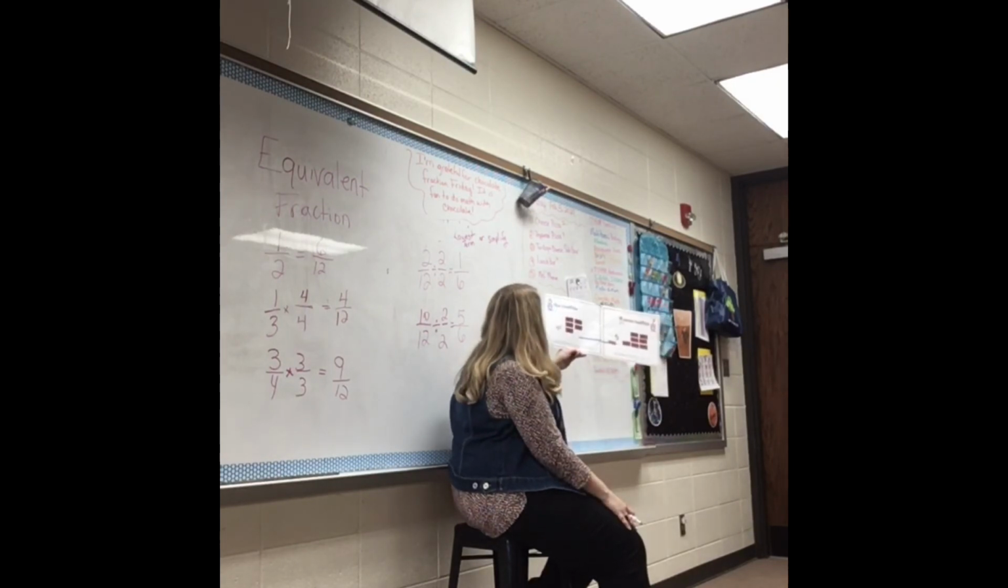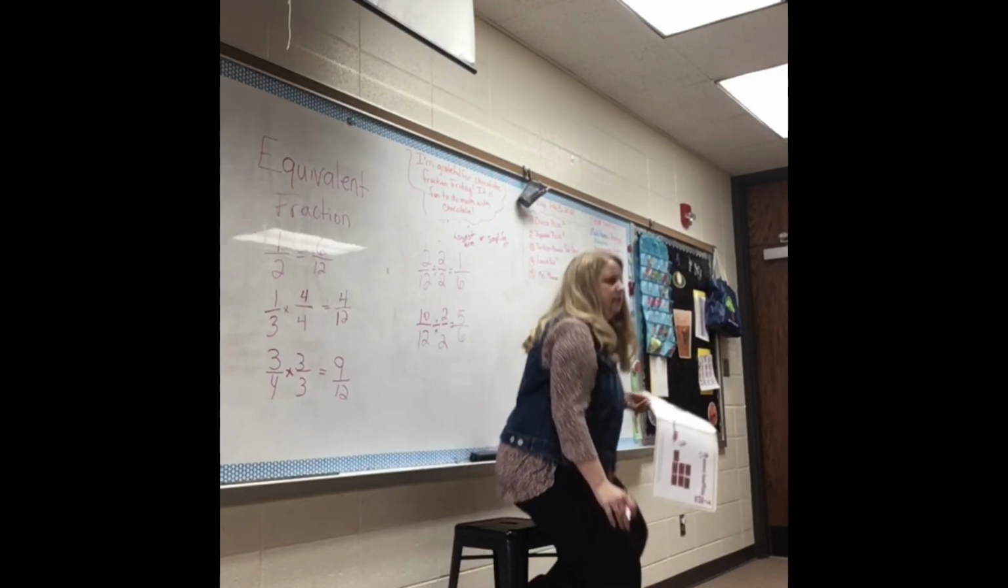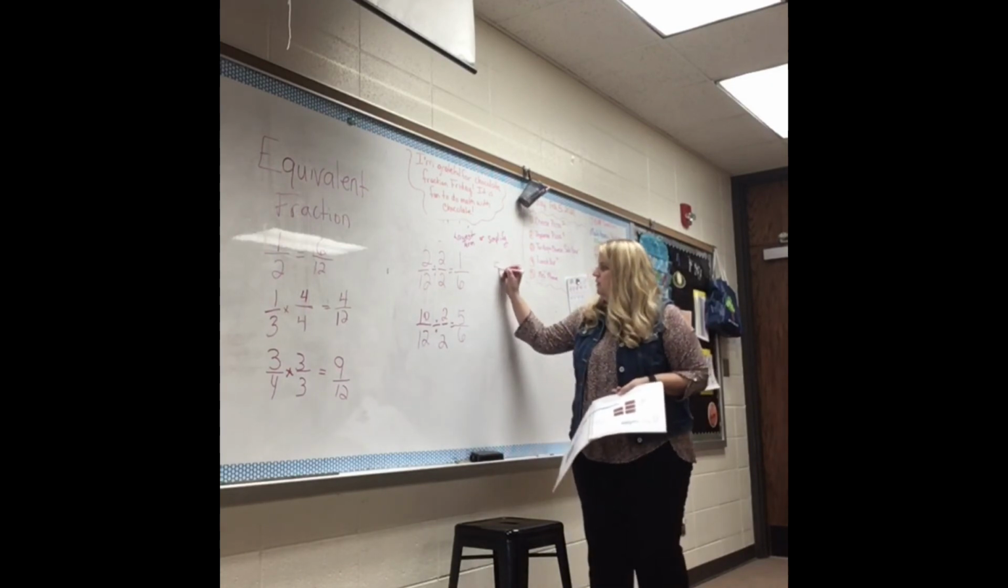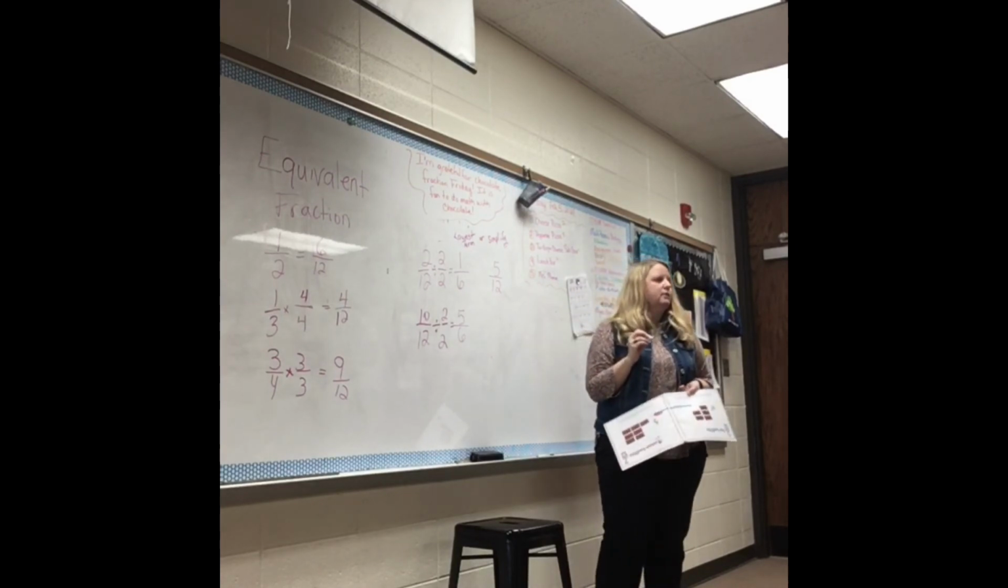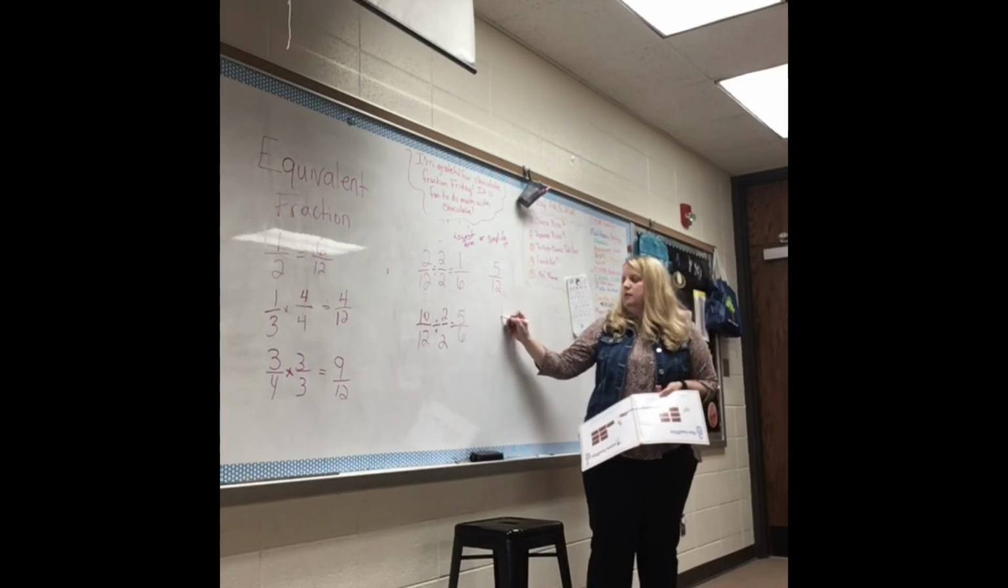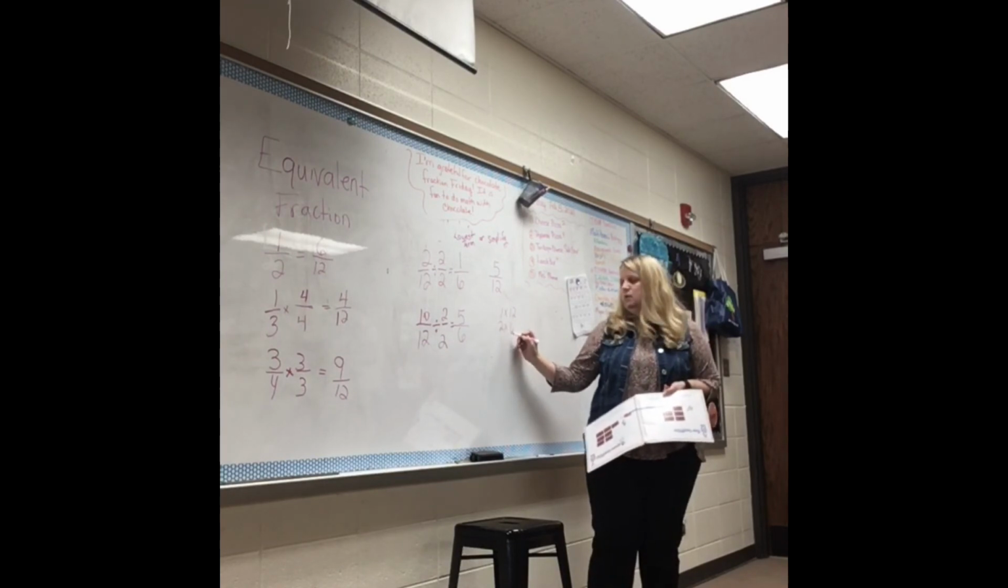Here's an interesting fraction, 5/12. This fraction, 5/12, cannot be broken down or reduced any further. Why is that? Let's think about it. Why is 5/12 in its lowest terms? Let's think of all the ways that we can get to 12. We can get to 12 by 1 times 12, 2 times what? 6, or 3 times 4.